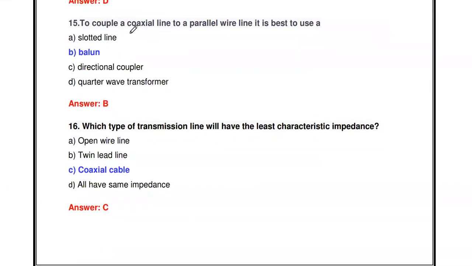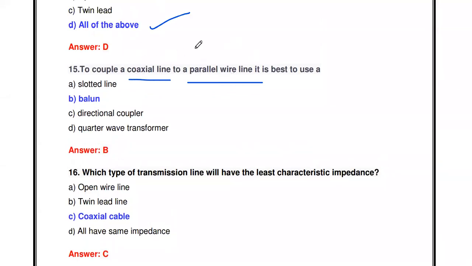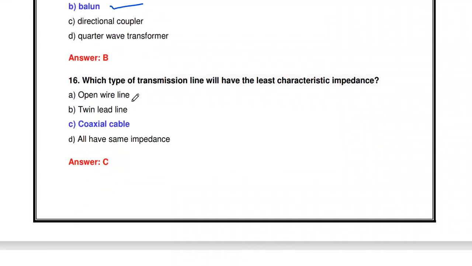Next one, to couple a coaxial line to a parallel wire line, it is best to use dash. In order to couple a coaxial line and a parallel wire line, we have to use slotted line, balun, directional coupler, quarter wave transformer. We have to use a balun. Balun means balanced, unbalanced transformer.